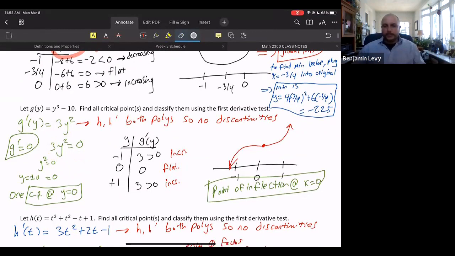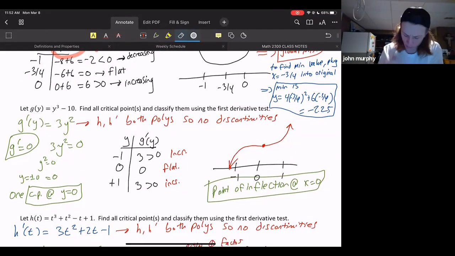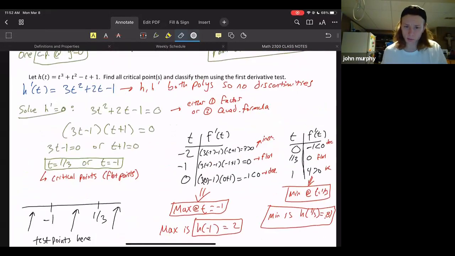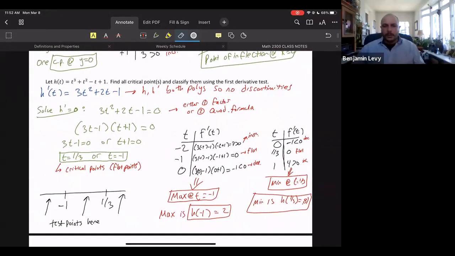Anything to clarify so far? Can you go down to the third one? I just got something else. Has anyone looked at the homework at all for this stuff? Just kind of curious if.